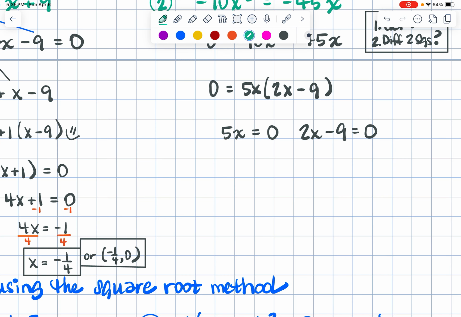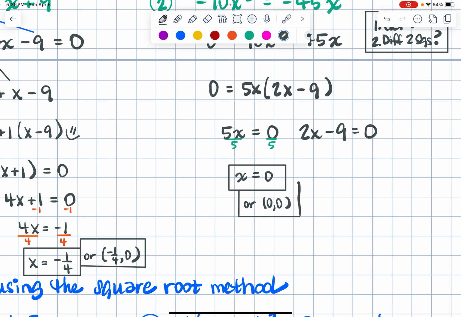And clearly, if I divide by 5 on both sides to get the x by itself, 0 divided by 5 is 0. So 0 is one of our solutions, right? Or I would take 0, 0, since that would be the actual coordinate of your x-intercept. Either one is fine with me.